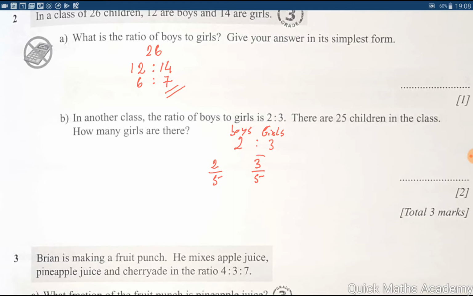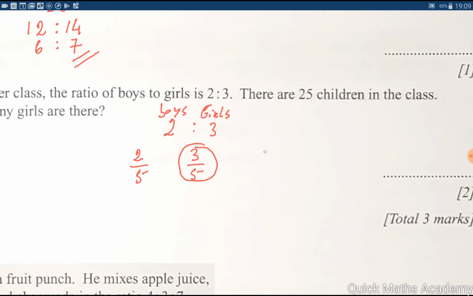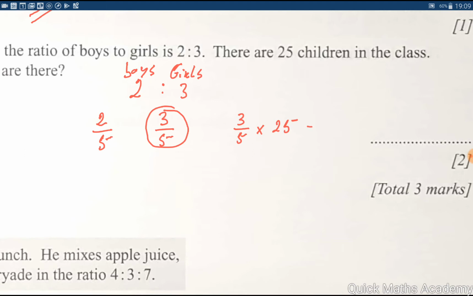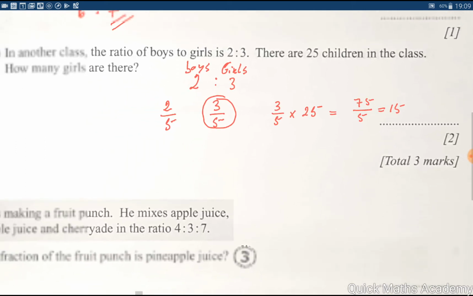This is the fraction that represents the ratio of girls. So the only thing I have to do is multiply 3/5 by 25, and that will give me the number of girls. 3 times 25 will be 75, divided by 5, and 75 divided by 5 will be 15. So how many girls are there? 15. There you have it.